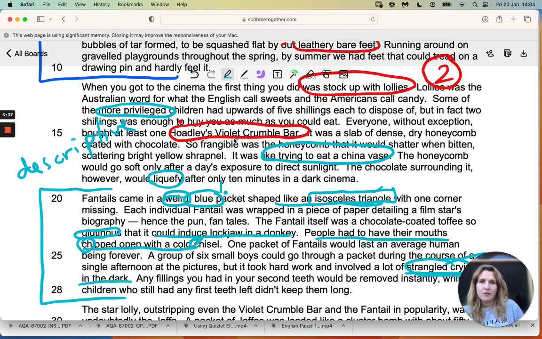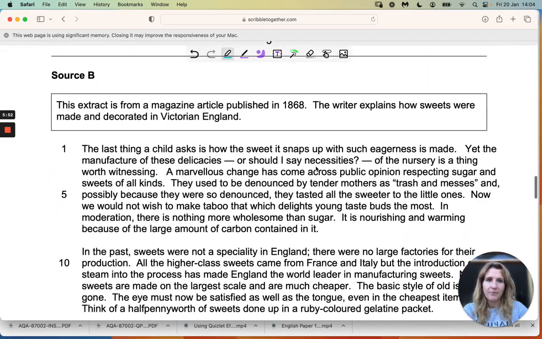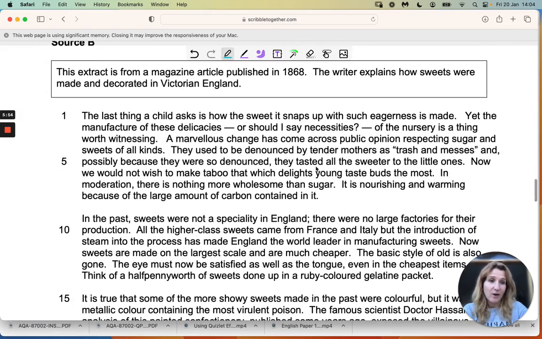Liquefy, frangible, slab. So it's lots of description words, okay? So let me go to source B. So I'm going to say it's descriptive. Probably trying to make our mouths water.